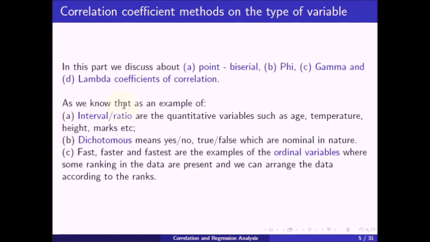Examples of interval or ratio are quantitative variables such as age, temperature, height, marks, etc. Dichotomous means yes, no, true, false, which are nominal in nature. Fast, faster and fastest are examples of ordinal variables, where some ranking in the data is present and we can arrange the data according to the ranks.